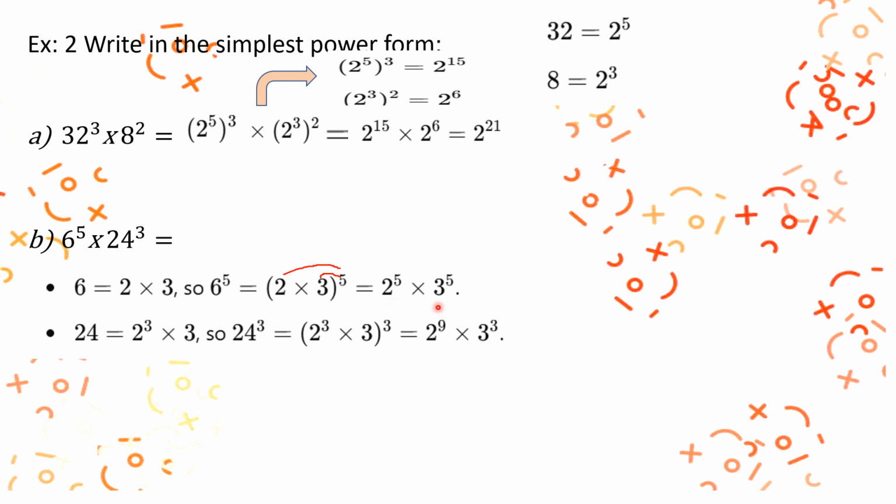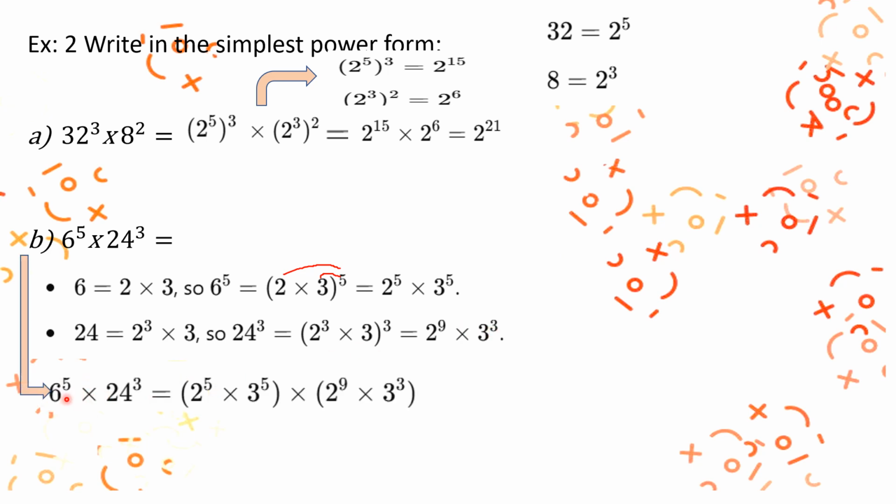So let's continue. 2 to the power 5 times 3 to the power 5. Similarly, 24, using the prime factorization, it's equal to 2 cubed times 3. So 24 cubed equal, open parentheses, 2 cubed times 3, and outside the parentheses I put exponent 3. So 3 times 3 it's 9, and 3 times 1 it's a 3. So here 6 to the power 5 times 24 cubed, it's equal 2 to the power 5 times 3 to the power 5. This one is equal to 6 power 5, and this one is equal to 24 cubed. It's 2 power 9 times 3 cubed.